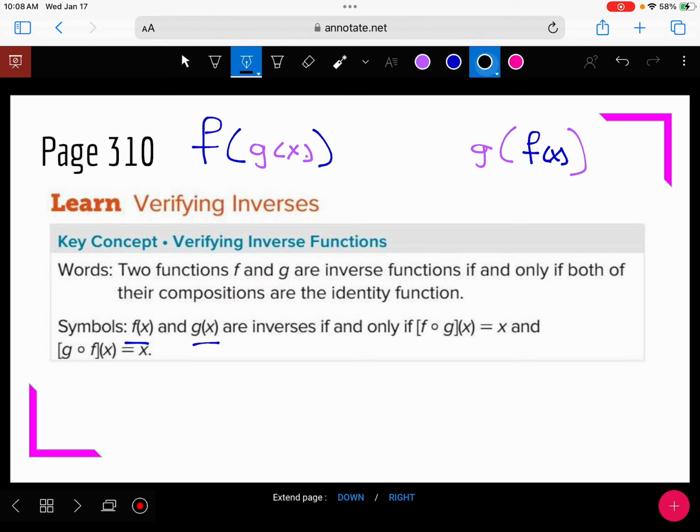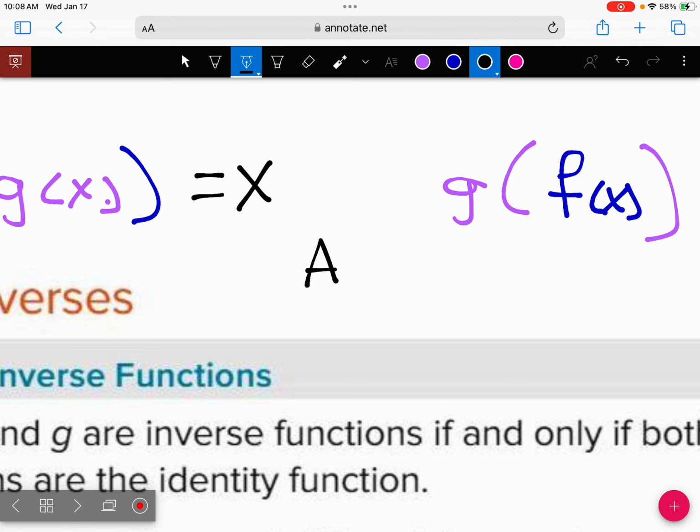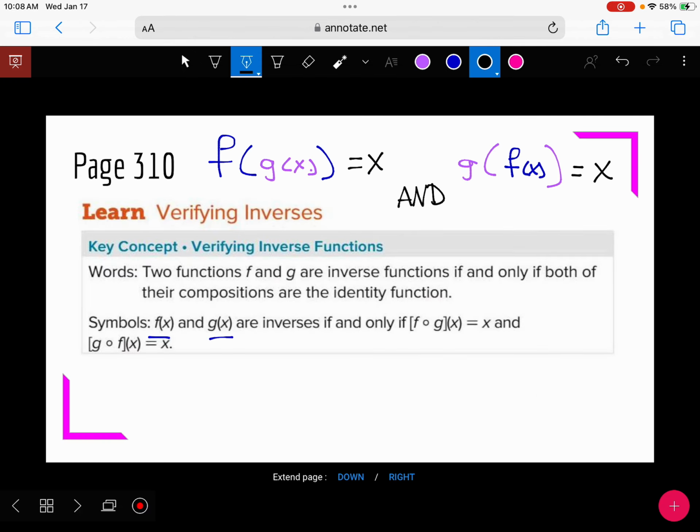And the way we can tell if they are inverses is if f of g of x equals x and g of f of x equals x, when they're all simplified down, then they are inverses. If it is anything else, 2x, x squared, opposite of x, x plus 3, anything else, all we can say is they're not inverses. So it has to equal x, just the x, and only the x.